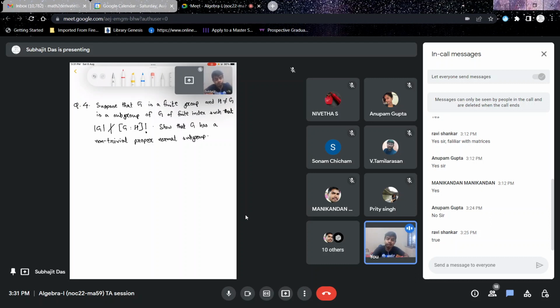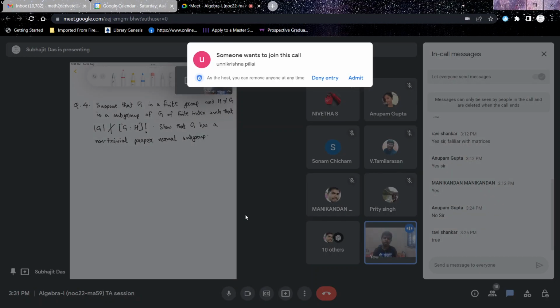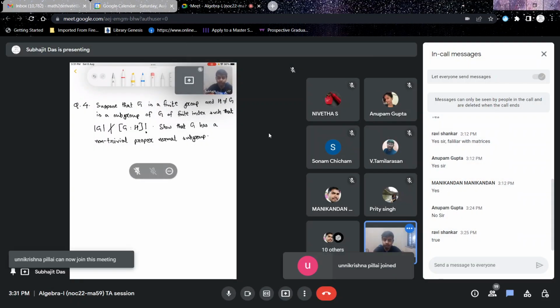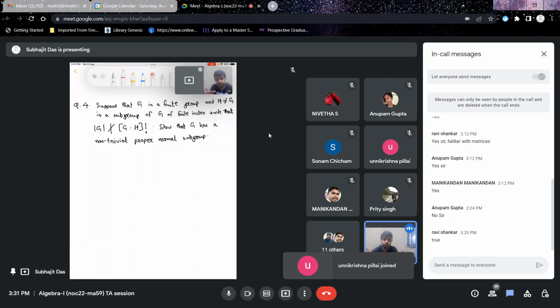Non-trivial proper normal subgroup. What you mean by this is, it's a non-trivial normal subgroup, it's not the identity subgroup, and it's also proper. So you have to find a normal subgroup other than the identity subgroup and the entire group. That is what you are asked to find. Does anyone have any idea how to do this?